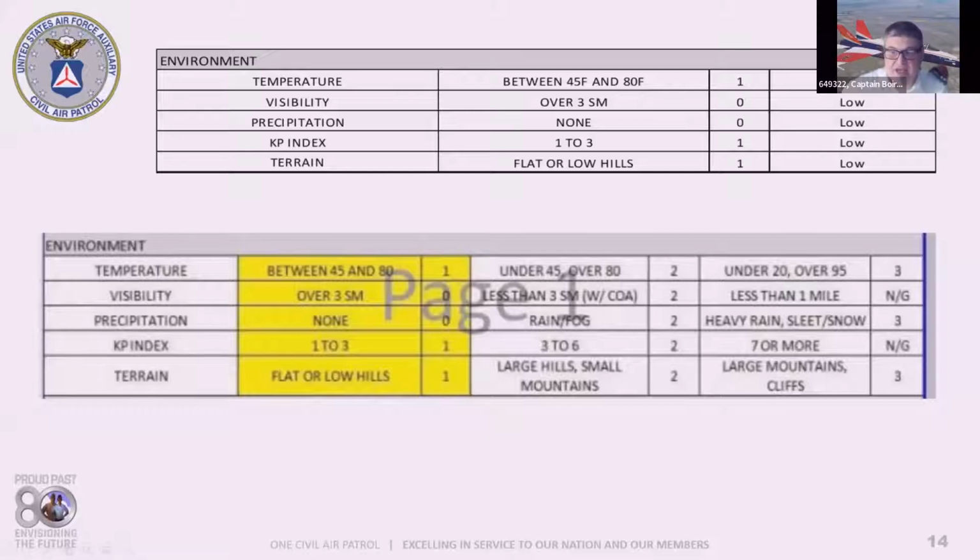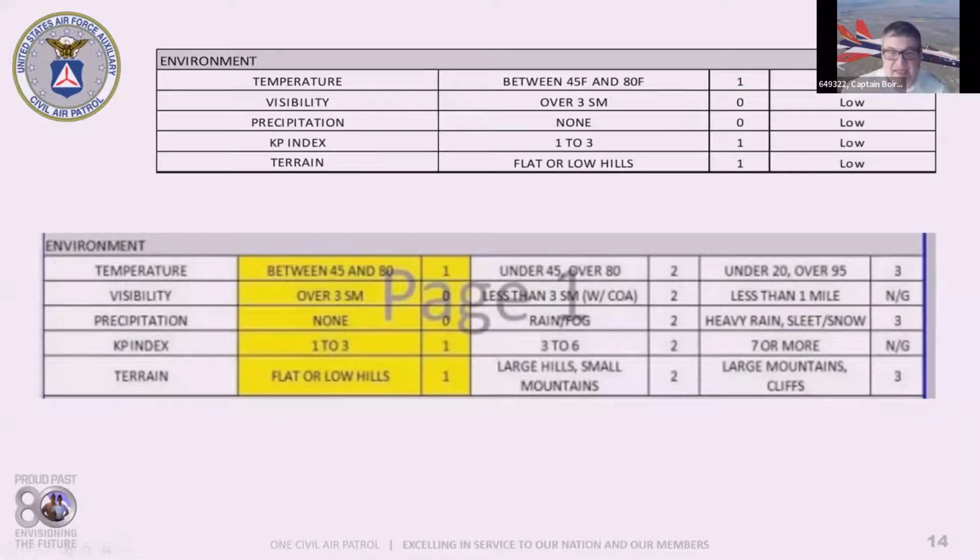Precipitation, none, which is obviously the best for any drone. Rain or fog, 2, or heavy rain, sleet, or snow. So even a light snow is going to put you at 3. Now, I always laugh at this fog because, again, if you got fog, then obviously you are not getting a 3 statute mile visibility. But if you've got a light rain coming in, you might still be able to fly depending on which SUAS you have.